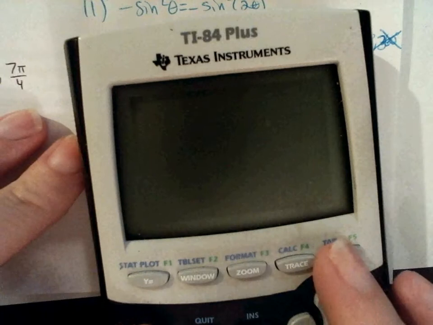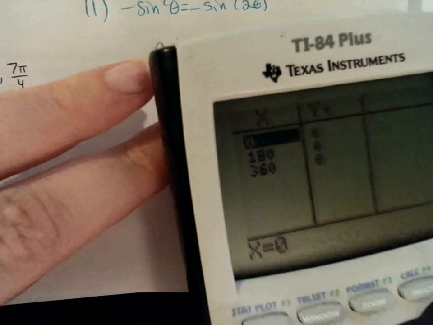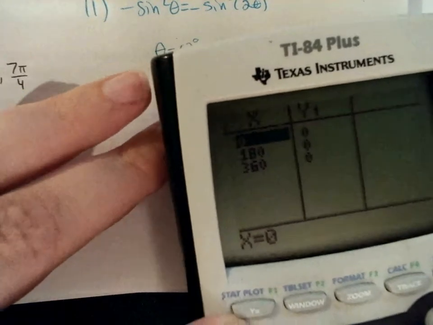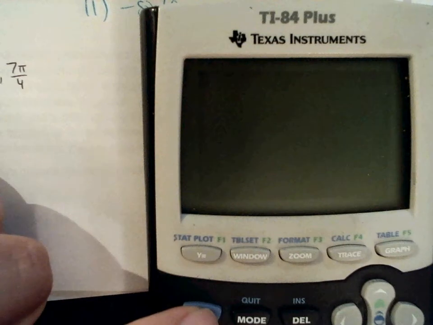Okay, so as far as finding your solutions, it's not a bad idea to use your table and type in what you think it is. If you think it's halfway between and you want to check, then type in 180 and see if they're the same value, okay? You can also do that in the home screen.